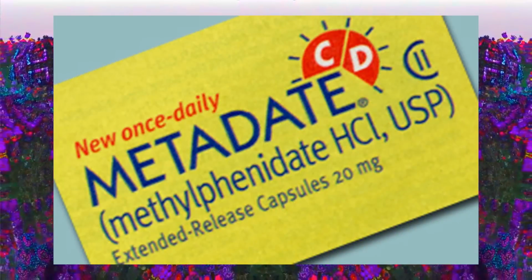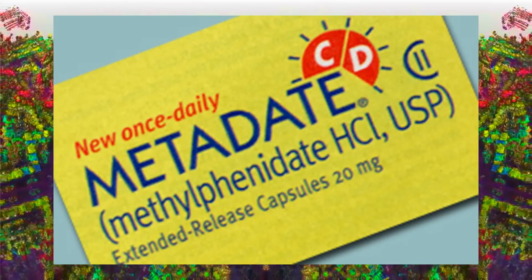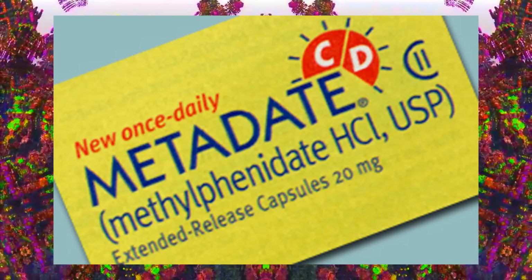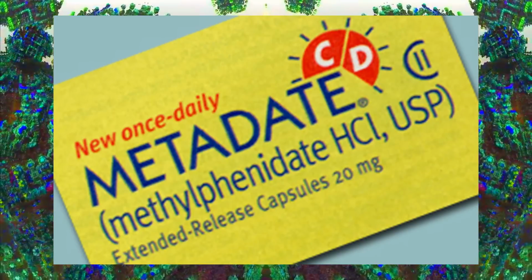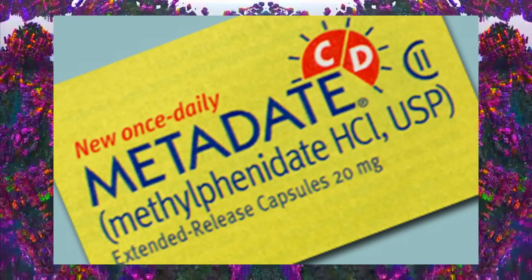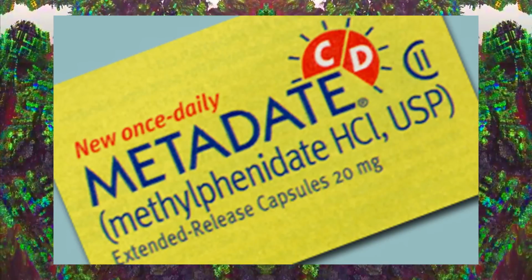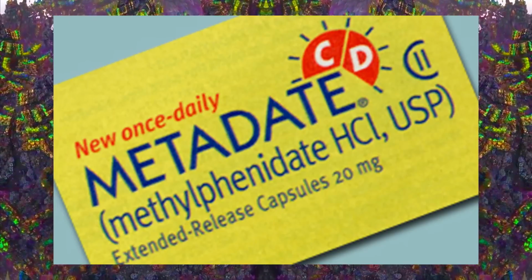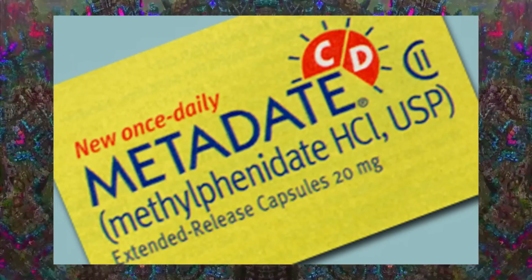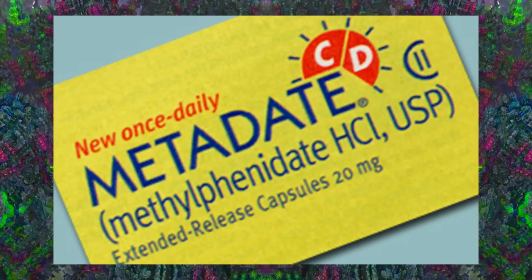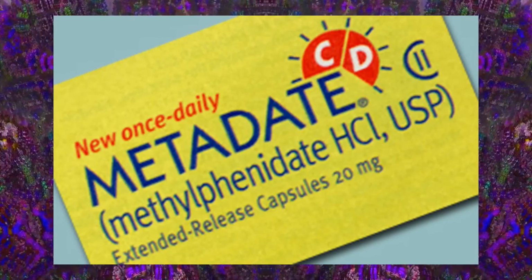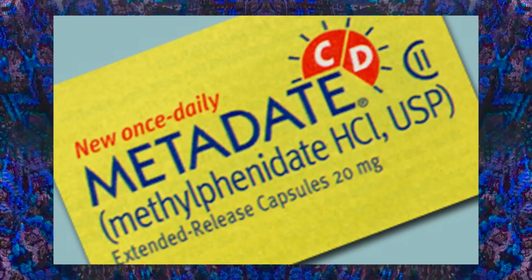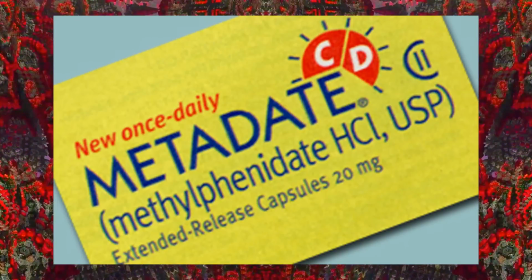Metadate CD, generic name methylphenidate, is a central nervous system stimulant primarily used to treat attention deficit hyperactivity disorder, ADHD or ADD, in children ages 6 to 12, adolescents, and adults up to age 65. Metadate CD may improve focus and decrease impulsivity and hyperactive behavior, two hallmark symptoms in some patients with the condition. It contains the same active ingredient as medications like Ritalin and Daytrana. According to the FDA, Metadate CD is a federally controlled substance because it can be abused or lead to dependence. It has not been studied in children under the age of 6.